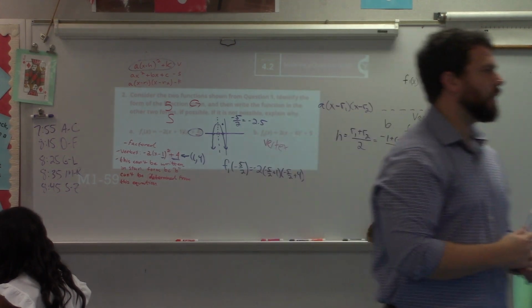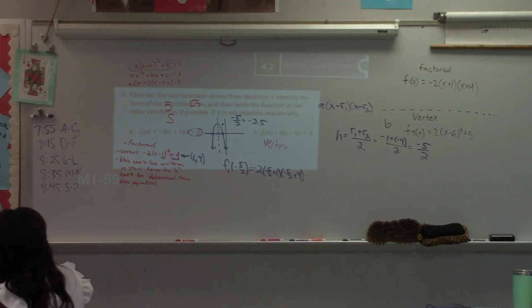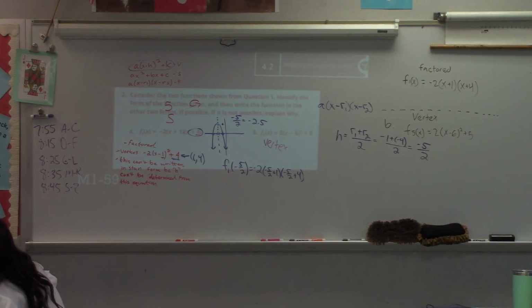Practice typing that into the calculator. So you'll see the problem. You're combining vertex and factors. When it's vertex form, it's always x minus h, plus k.